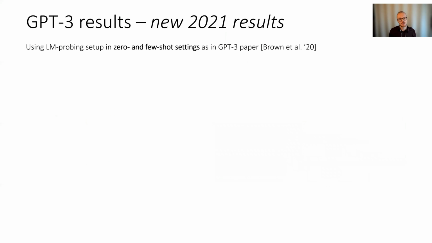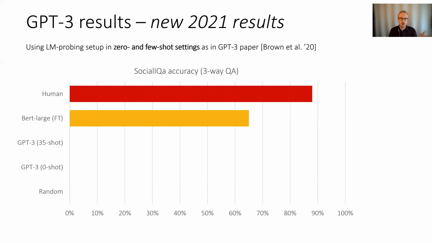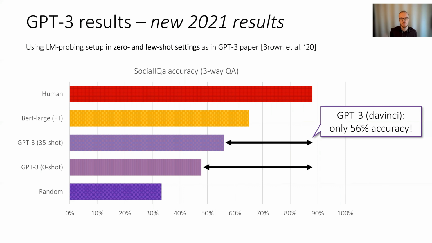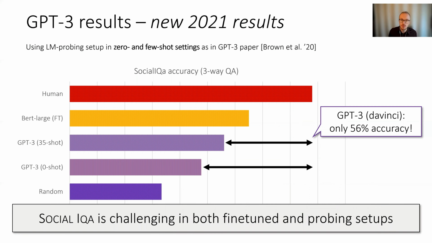And so I wanted to check, how do 2021 models measure up to this benchmark? With access to the GPT-3 API, I used the language modeling probing setup in zero and few shot settings, as done in the GPT-3 paper. And I wanted to measure how GPT-3 performs on SocialIQA. As you recall, we've got humans and we've got BERT large that is fine-tuned. And what we find is that GPT-3 few shot and GPT-3 zero shot perform significantly worse than BERT large. They're still a little bit better than random, which is good, but we only get 56% accuracy for the biggest GPT-3 model with the highest shot prompting that we can do. So this shows that SocialIQA is not only challenging for fine-tuned models like BERT large, but also in big language model probing setups like with GPT-3.